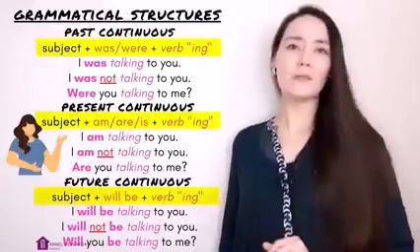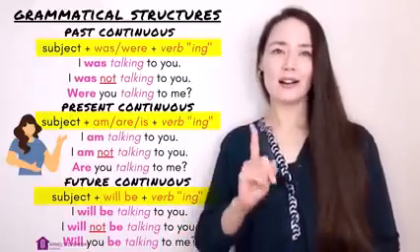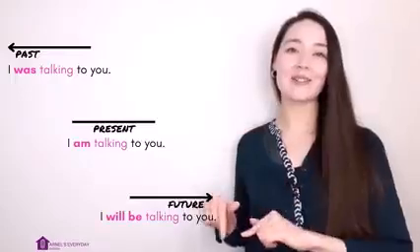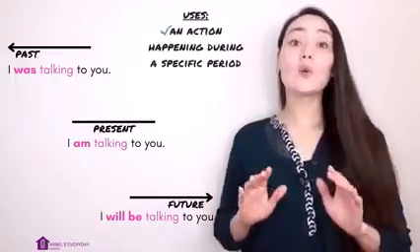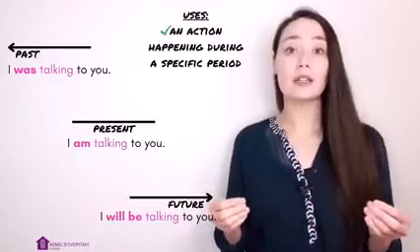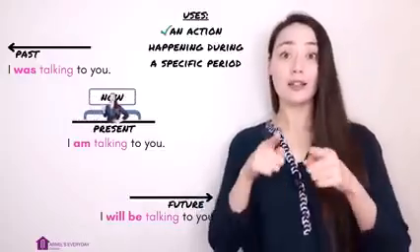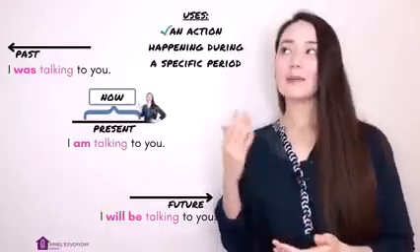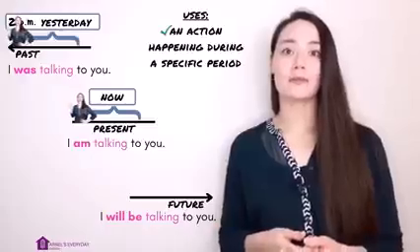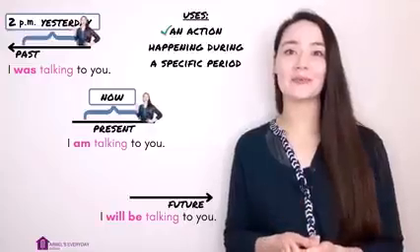Okay, so we have the grammatical structures. How do we use these tenses? We need a timeline. Present continuous, past continuous, future continuous. We use the continuous tenses for an action happening during a specific period. Present, let's choose now. Now I am talking to you. Past continuous, let's choose 2 p.m. yesterday. Yesterday at 2 p.m. I was talking to you.